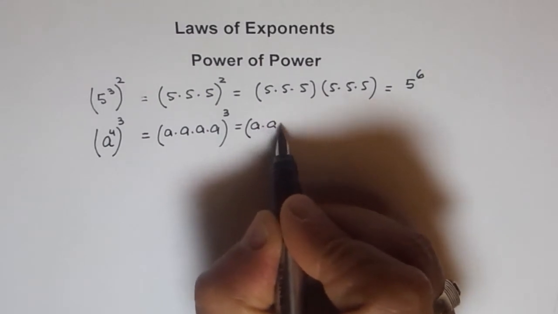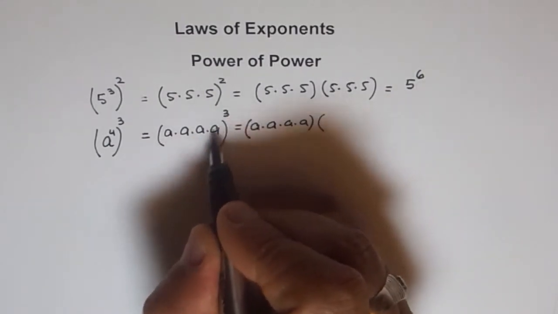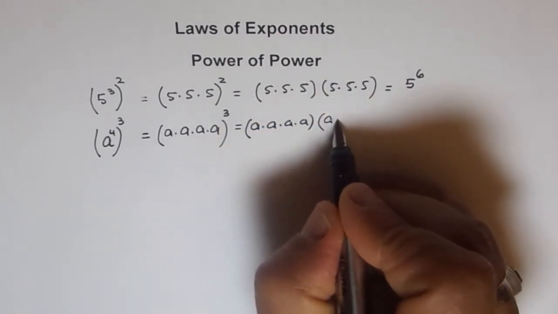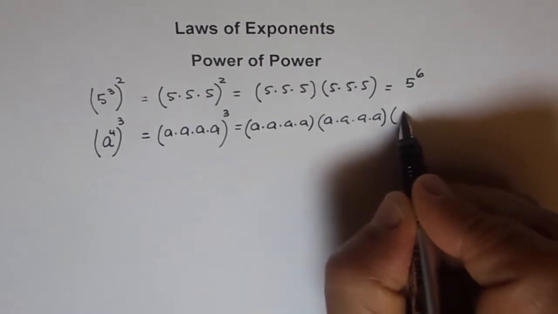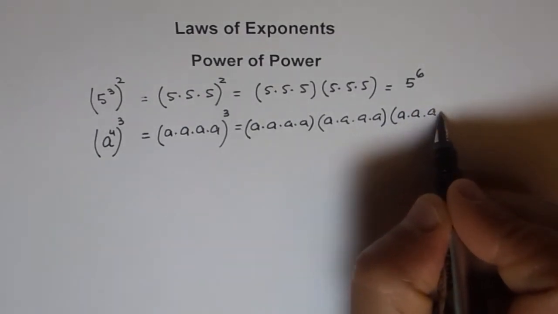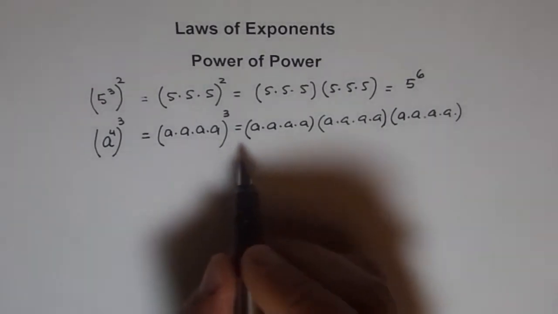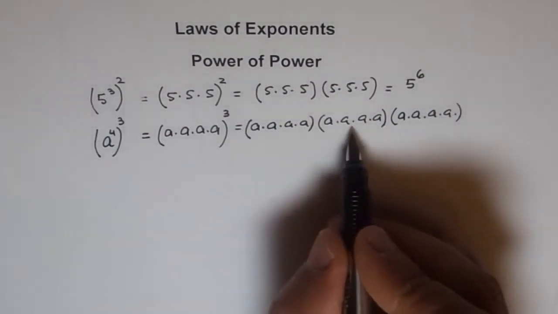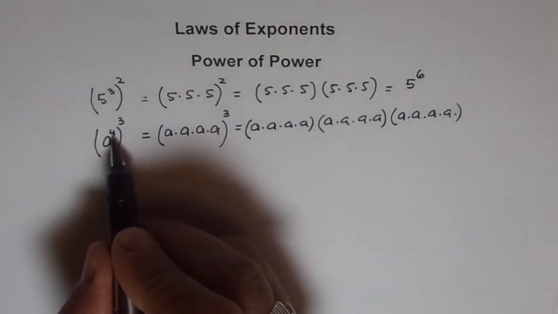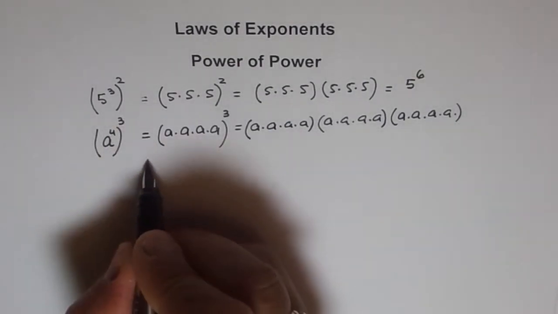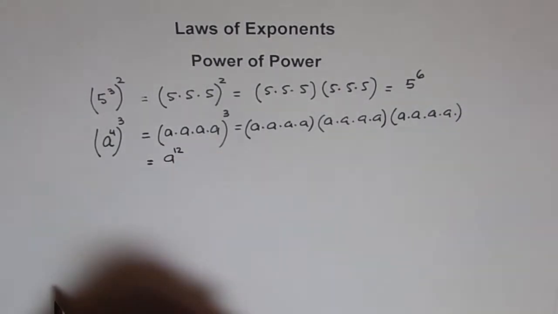So 1, 2, 3, 4. This is the first factor. We have to do it 3 times, right? 1, 2, 3, 4. And one more. 1, 2, 3, 4. How many a's do you see here? Well, 4 plus 4, 8 plus 4, 12. How do you get 12? You get 4 times 3, 12. So I could write this as a to the power of 12.